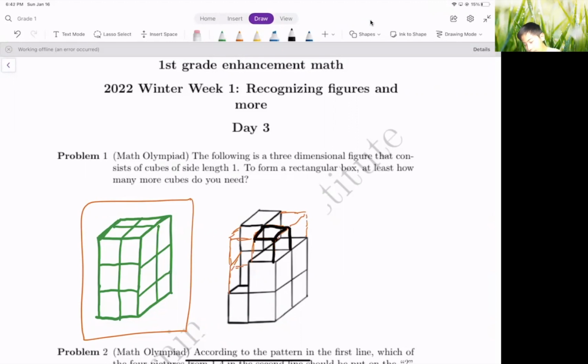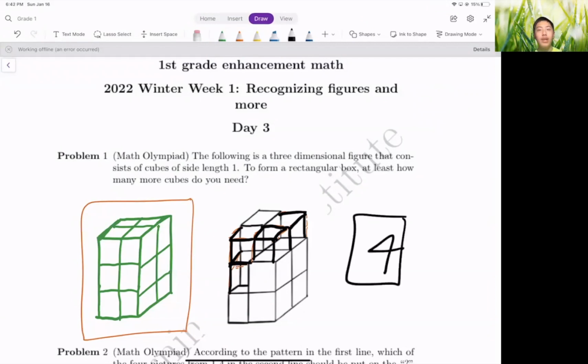1, 2, 3, the last one, 4. So in total, you need at least 4 more cubes to form a rectangular box.